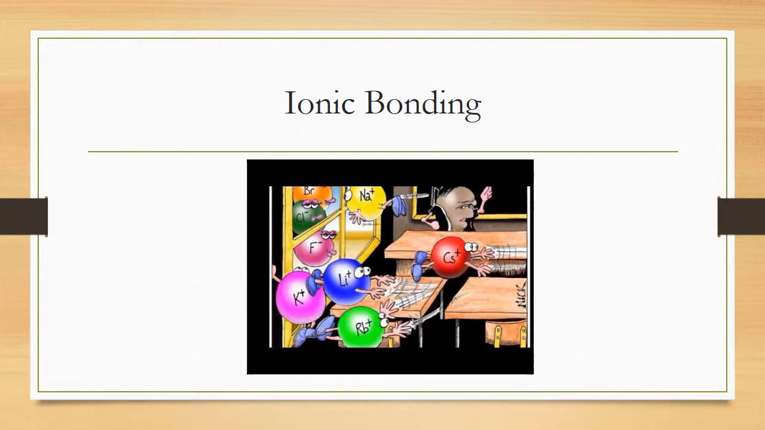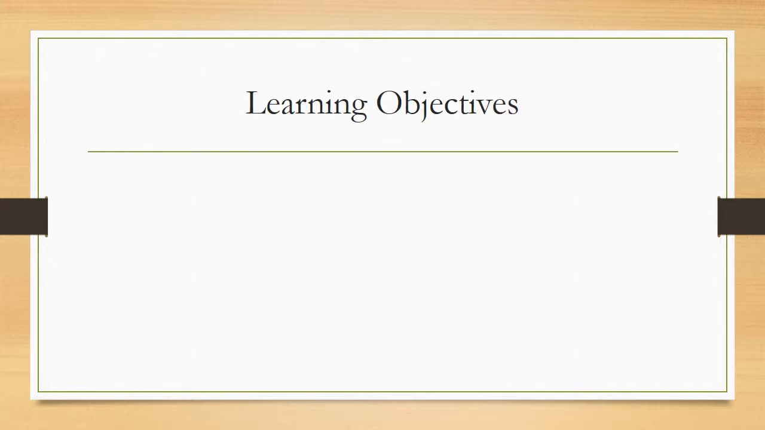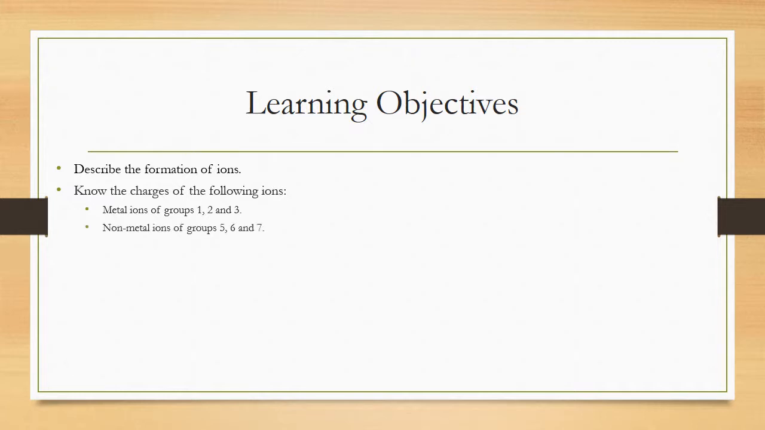So welcome back for the next topic in chemistry, ionic bonding. In terms of learning objectives for this particular unit, which should take us about 3 weeks, you're going to have to be able to describe how ions are made or formed, know the charges of the following ions: metal ions of groups 1, 2, and 3, the non-metal ions of groups 5, 6, and 7. The periodic table can give you a little hint on that.